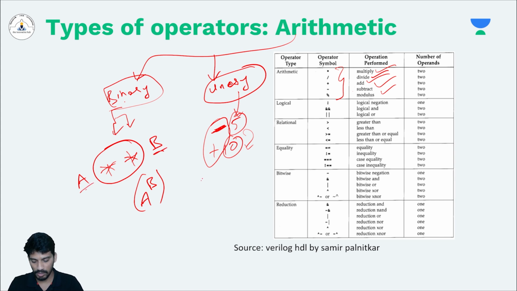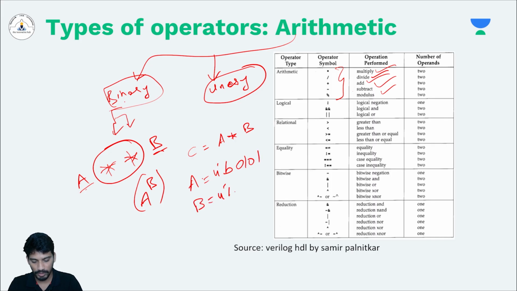Okay, let's take examples for this. Let's take an example of an operator: c is equals to a into b. So if I define my a is equals to 4-bit binary 0101 and b is equals to 4-bit binary 1001, so this is a 5 and this is a 9. So my output c will be equals to 45, right?